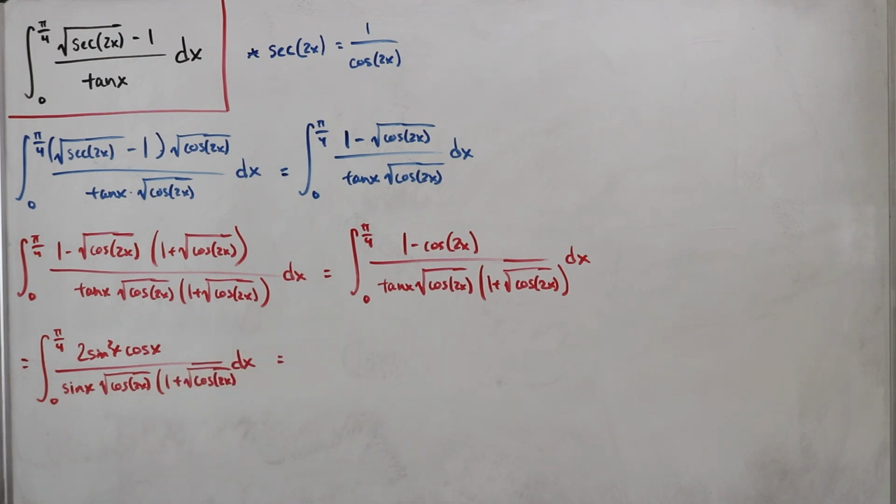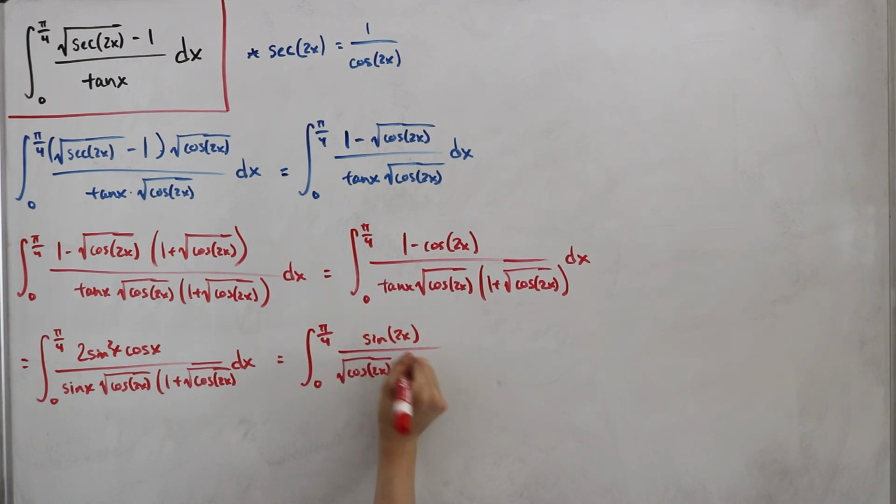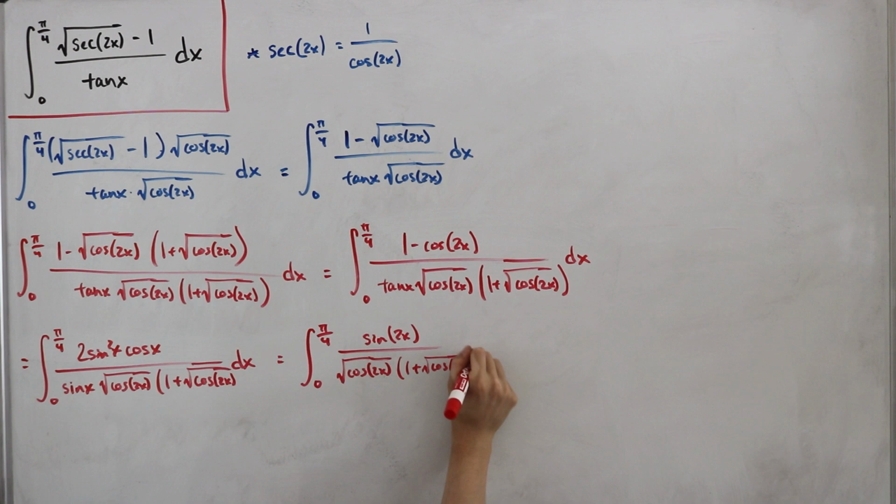And then continuing forward, we know that the sines are going to cancel from both the numerator and denominator, so that's just left with 2 sine of x cosine of x, which of course we can substitute with that identity as the same thing written as sine of 2x. And then under the denominator, it's still going to be the same thing, so cosine of 2x, multiplied by 1 plus the square root of cosine of 2x. Okay, and then follow up with dx.